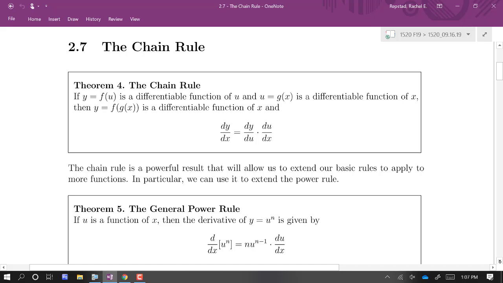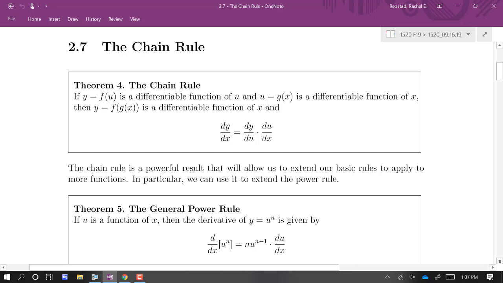So the chain rule basically tells us how we differentiate a composition of functions. So here it is, sort of the general statement. What will be most useful to us immediately is this general power rule that we're going to get to really quickly. But the chain rule just says, suppose y equals f of u is a differentiable function of u, and u equals g of x is a differentiable function of x.